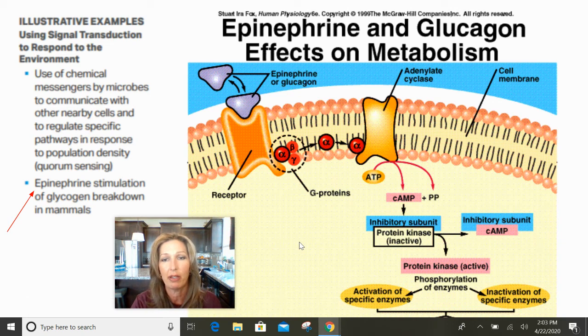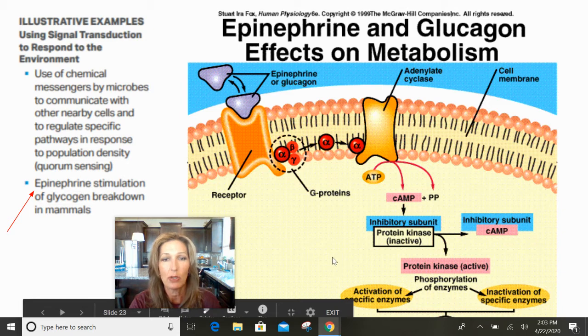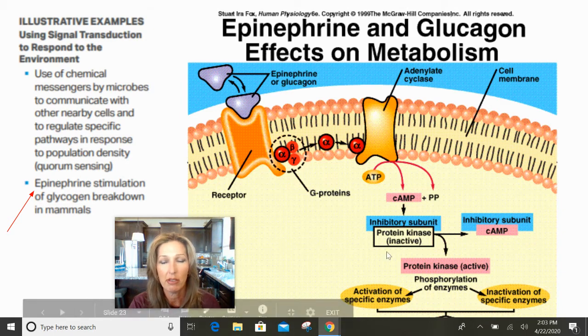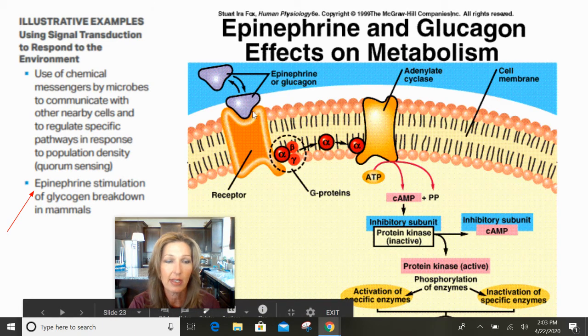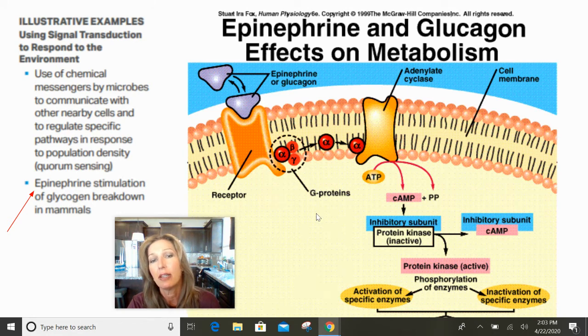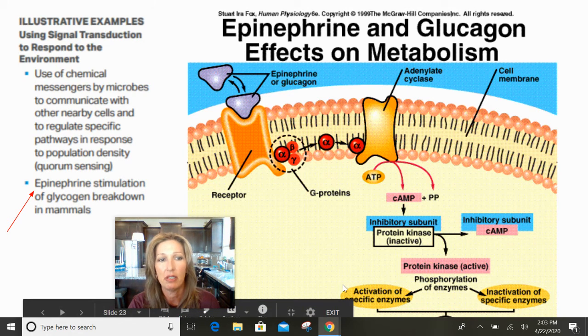But a different response is in my digestive system. Cells in my digestive system are actually going to shut down, and they're going to stop using energy. And how I can get different responses from different cells is, even if it's the exact same signal molecule and the same receptor, the different response comes from different transduction pathways.